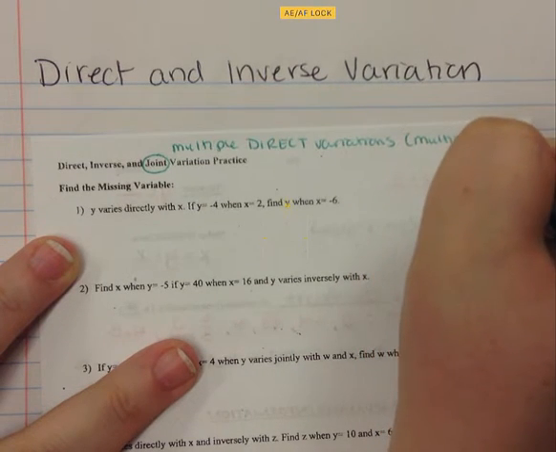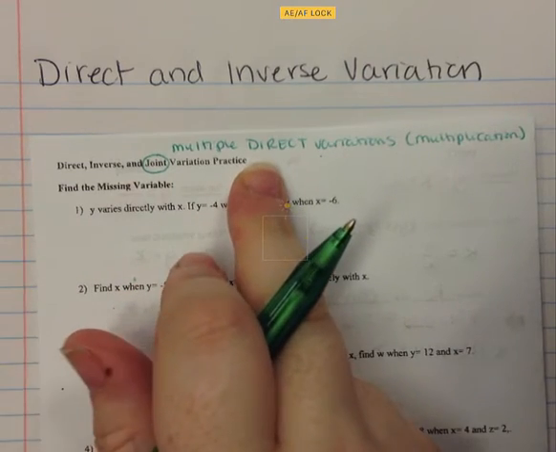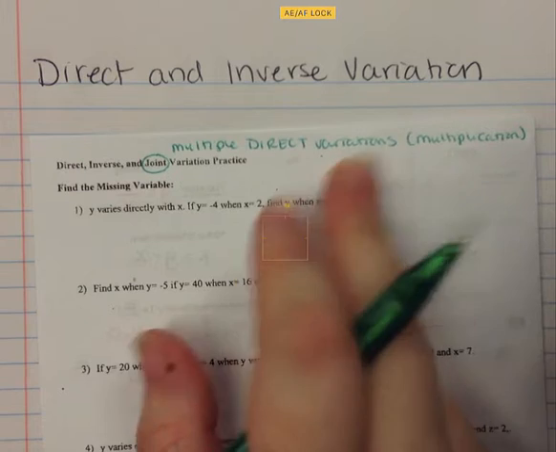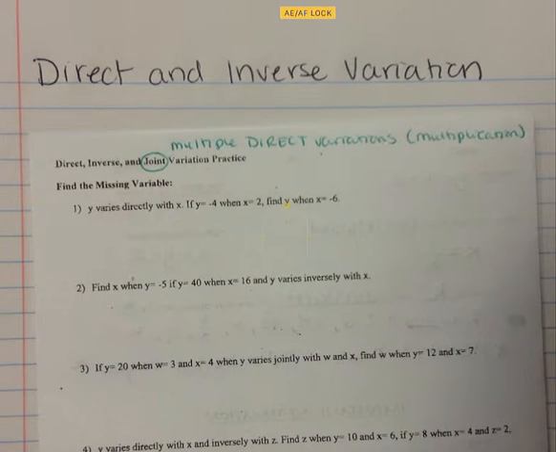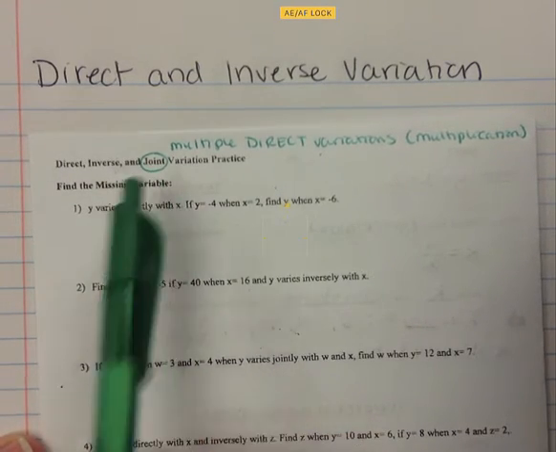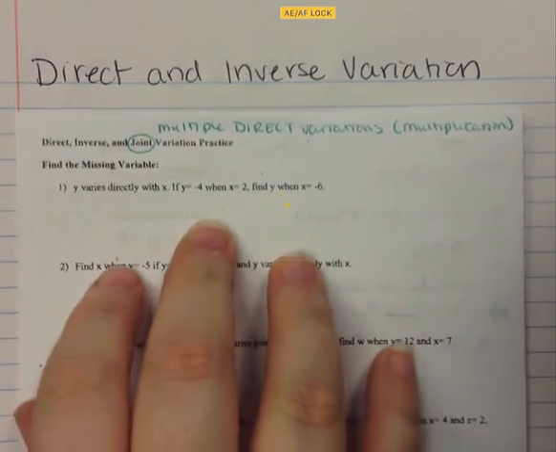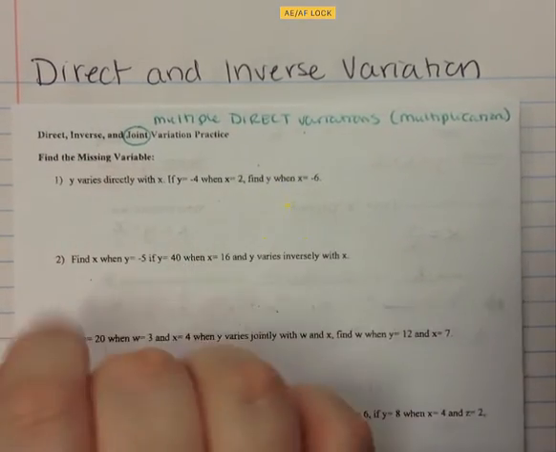Now, it actually has to say the word joint variation or jointly for you to do multiple direct variations. If it's telling you to do a direct and an inverse, that is not a joint variation. You actually have to see the word joint variation to do a multiply, multiply, multiply, multiply. Okay? So what we're going to do is find the missing variable.